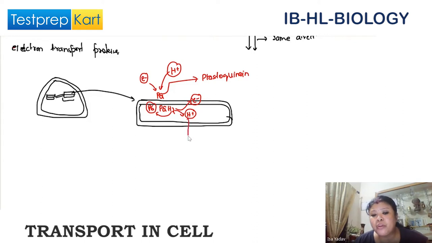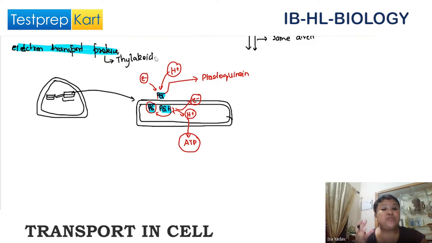Now, this proton will be helpful in the synthesis of ATP, adenosine triphosphate, because we know that even the chloroplast carries out ATP synthesis in plants. So the plastoquinone here is acting as an electron transport carrier. It is not only carrying out electron transport, but also proton transport. This type of transport you can observe in the thylakoid of the chloroplast. We may not see it everywhere, because plastoquinone is an electron carrier found in the thylakoid membrane, in the chloroplast itself.